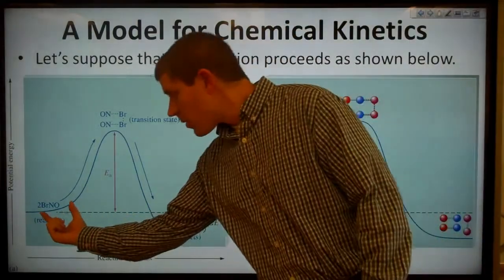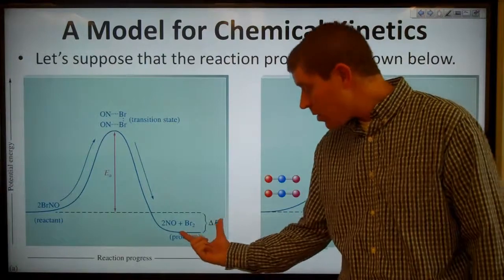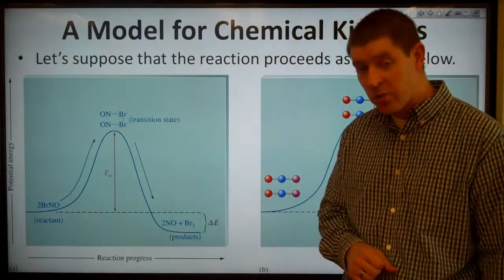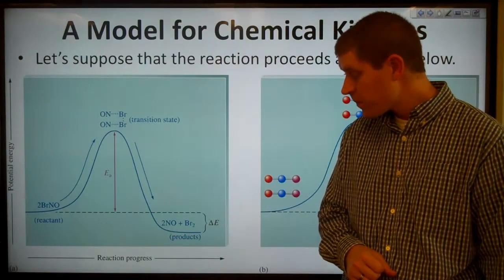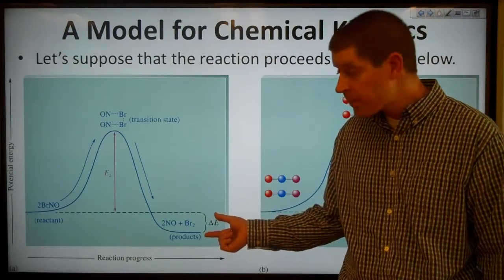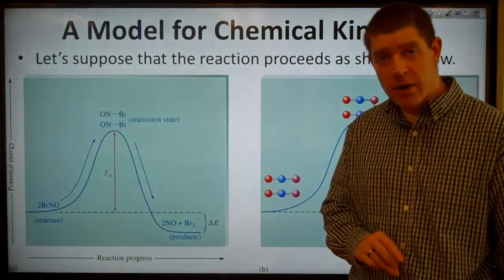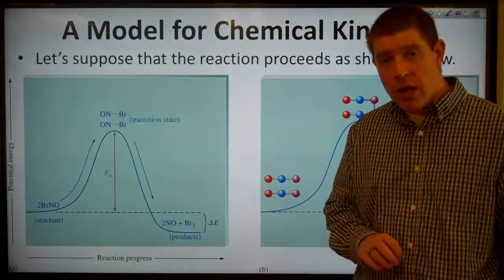So we start out with our two BrNO molecules. We end up with two NO molecules plus a bromine molecule. There's some energy change between them. In this case, it's somewhat exothermic. But we end up having to put in a significant amount of energy to break that bromine-nitrogen bond.